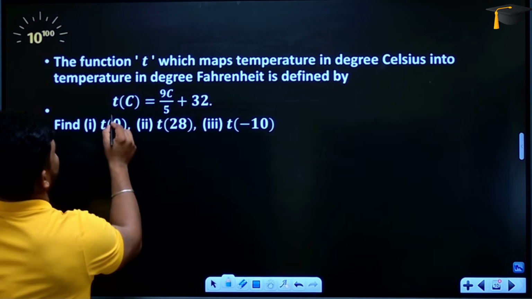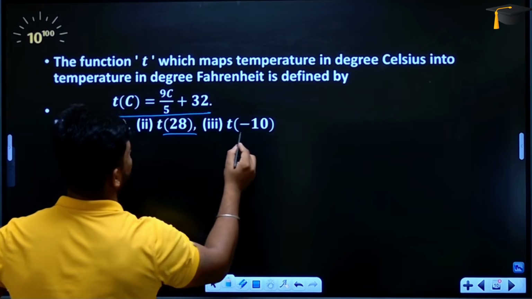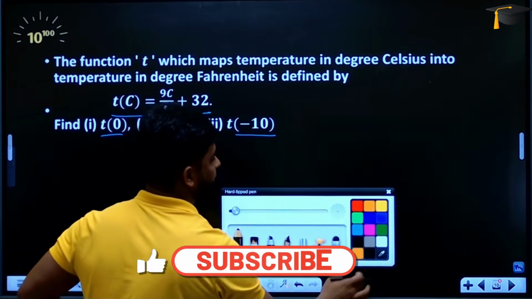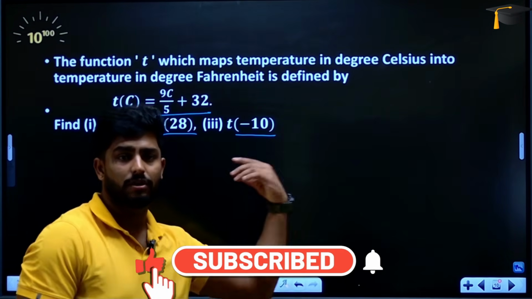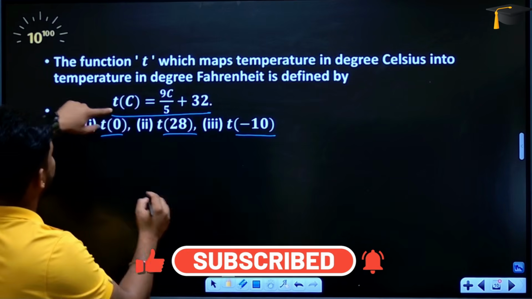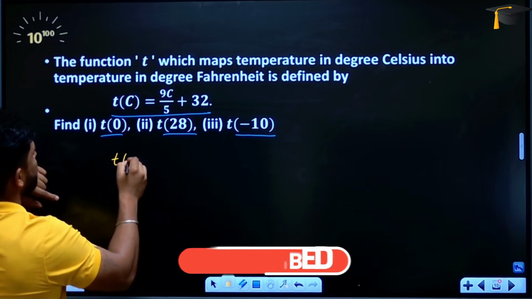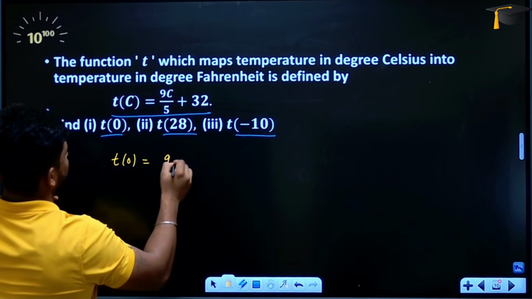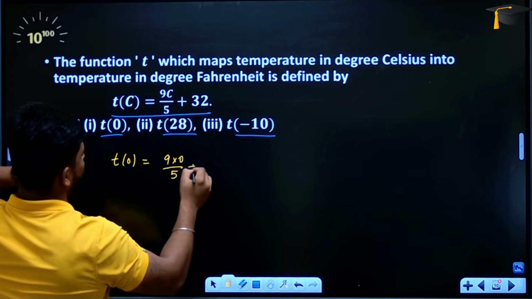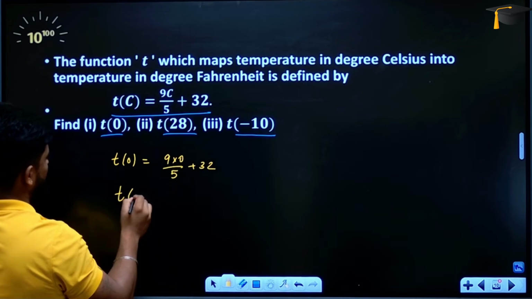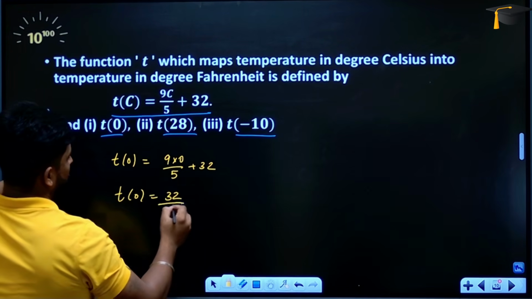Okay, next. So T of C is given. So there are sub questions here. This can come in MCQs, okay, take a look. So T of C is given. So now let's do T of 0. T of 0 means put 0 in place of C, children. So 9 into 0 by 5 plus 32. So what is T of 0? So T of 0 is 32.